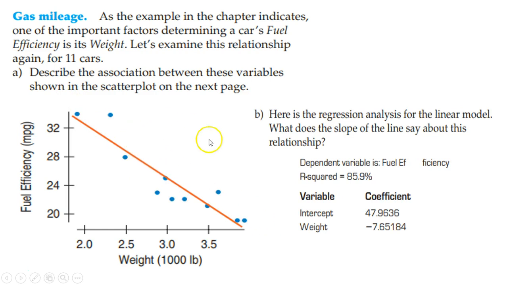And then it says part B, here's the regression analysis. What does the slope of the line say about it? So that's the slope of the line. Looks like it's negative and going down. And then that's the y-intercept, which is up there around 47. And that is the weight. So as the weight goes up, and I guess this is in terms of thousands of pounds, so it's not a pound, it would be thousands of pounds. For every 1,000 pounds, it would go down about the fuel efficiency of down 7.65.